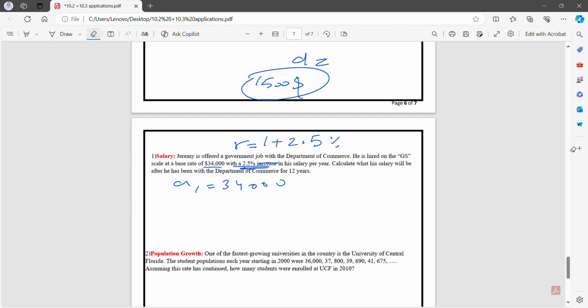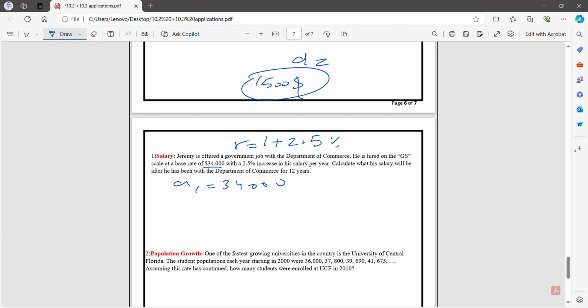Why 1 plus? Because they are saying 2.5% increase. So increase means 1 plus the percent value. Decrease means 1 minus the percent value. If they do not mention decrease or increase, and say only 2.5% of the starting amount, then it means that R is only 2.5%. Okay, now what we need to do?